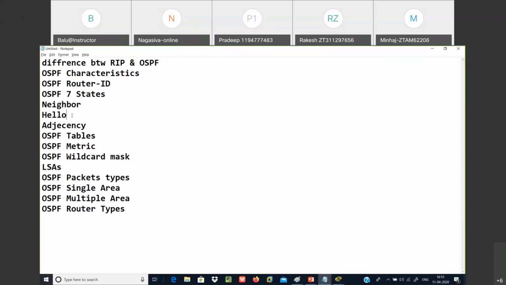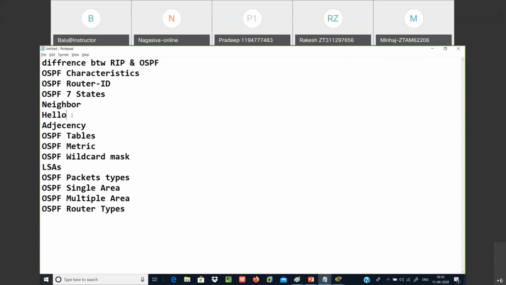And OSPF maintains three tables, which we call the neighbor table, database table, and routing table. The OSPF neighbor table contains directly connected neighbors by forming adjacency. The OSPF database table contains the entire view of the topology, like all possible routes. Right? And the OSPF routing table contains the best route, best path information. And OSPF metric calculation: the OSPF metric is cost. Cost is calculated using the formula reference bandwidth divided by interface bandwidth. The OSPF default reference bandwidth is 100 Mbps.